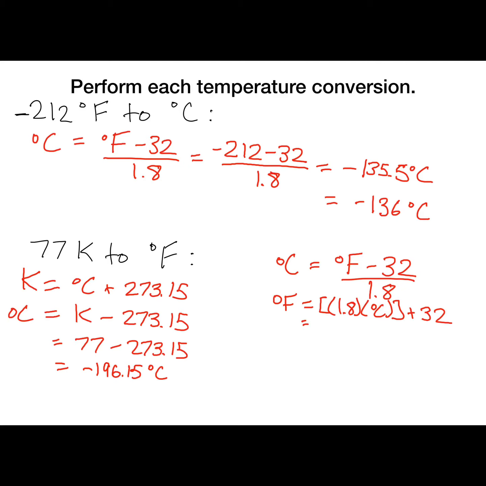So our answer is the quantity of 1.8 times negative 196.15 plus 32, and that is equal to negative 321.07 degrees Fahrenheit. This problem is 2 sig figs, so the actual answer is negative 320 degrees Fahrenheit.